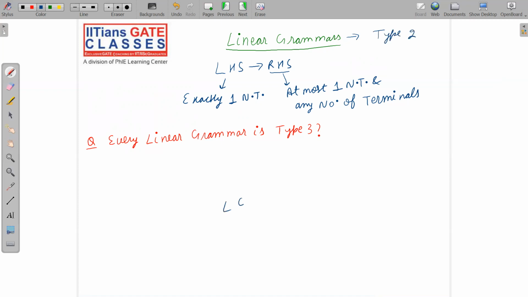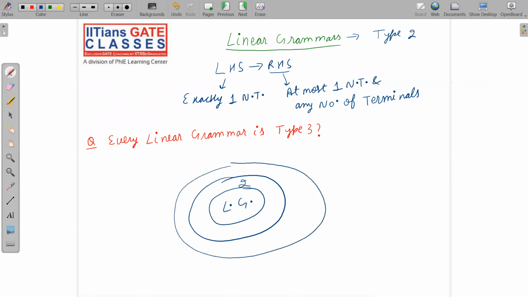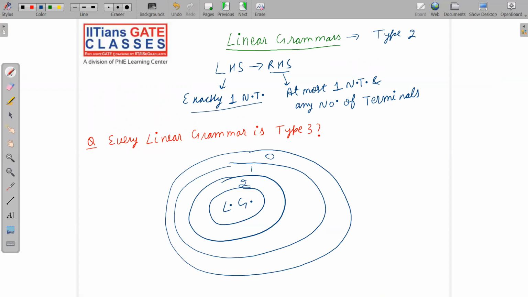So I can say linear grammar, and this is your type 2. Okay. Now according to Chomsky hierarchy, we can make here type 1 and we can make here type 0. Now just tell me one more thing. Exactly one non-terminal is okay. What about RHS? At most one non-terminal.